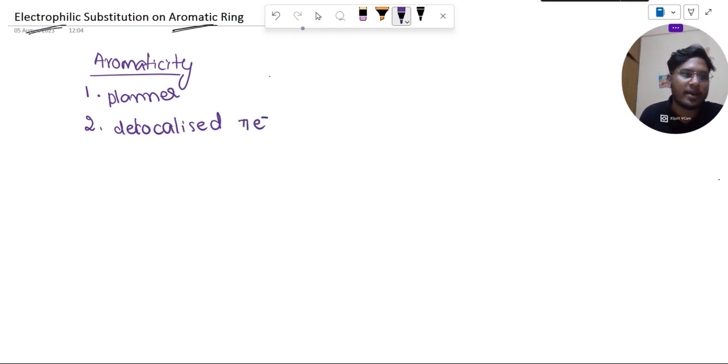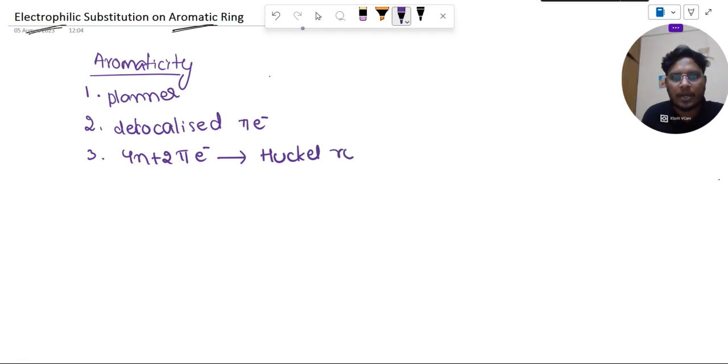They are pi, not sigma. And the third one is very important, and that is 4n plus 2 pi electrons. It should be there, and this is called Huckel's rule. When a compound follows these three rules, it can be called an aromatic compound.